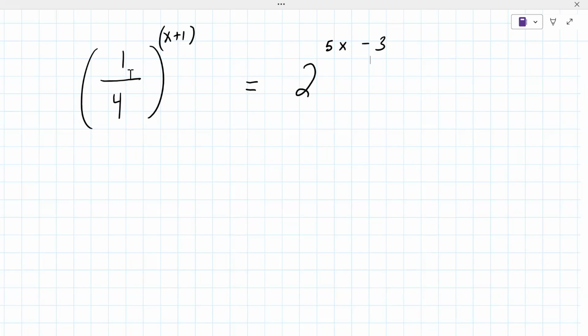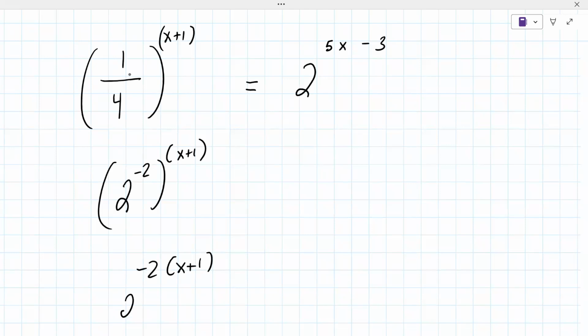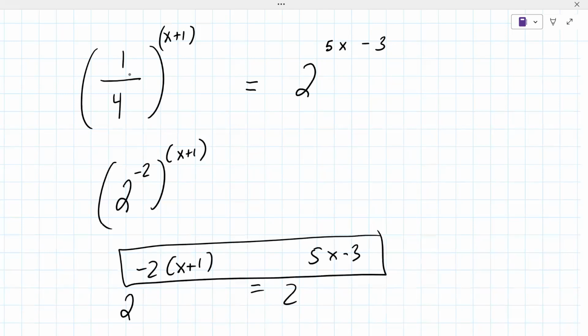So would it basically just be 4 times x plus 1? 2 to the -2 is 1/4, from the previous problem. Okay, I got you. When you have an exponent to an exponent, you multiply those. And because the bases are the same, you can set those equal. We're going to do more problems like this, but give this one a try and then we'll keep hashing out a few.